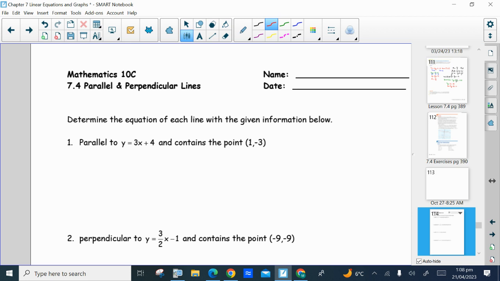So on page 114, you'll find the assignment that you're going to hand in for marks. Remember, Monday, you're going to have a quiz on 7.4. Oh, no. Well, you're going to have to know all this stuff, but you'll be given the formulas, okay?